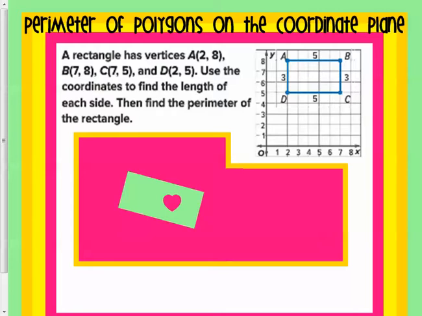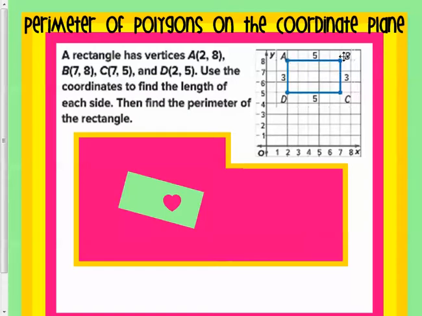Hey guys, today we're using coordinate planes to help us figure out perimeter and area of different polygons. Okay, so if we look at this one, we've got a rectangle that has a vertex at 2, 8. So remember, your x is 2, your y is 8.